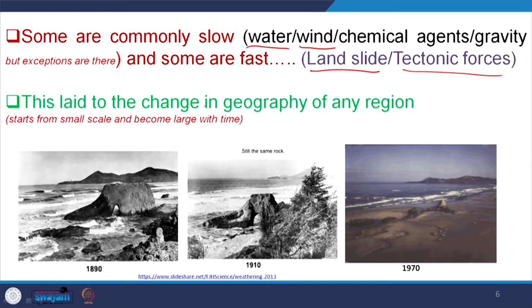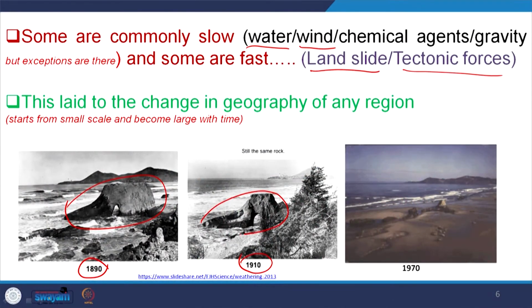For example, here 3 photographs are given. One is 1890, you see these mounds within this sea, and 1910, that means after 20 years, see the size of the mound, and 1970, after 60 years, you see the size of the mound. The place remains the same, the agent remains the same, but the topography size is gradually decreasing.